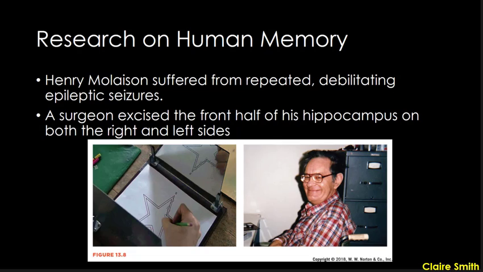So for example, there is this star task, which is basically the participant looks in the mirror. They can't actually see the star that they're drawing on, looks in the mirror, and then is told to trace and stay inside of these lines and trace the star all the way around the outside.